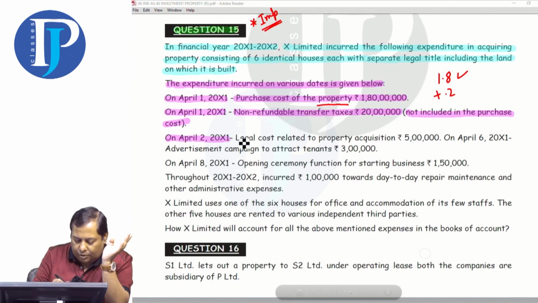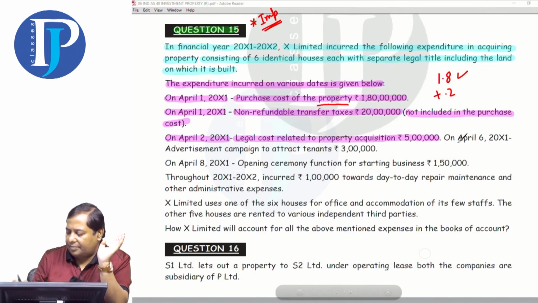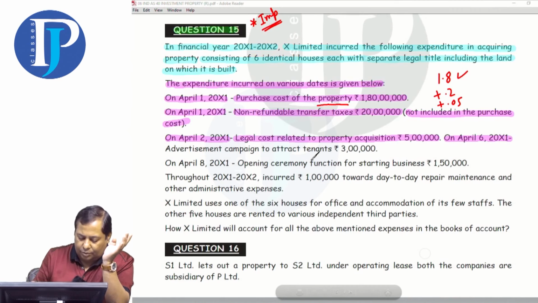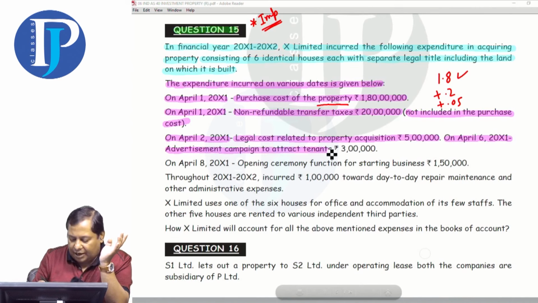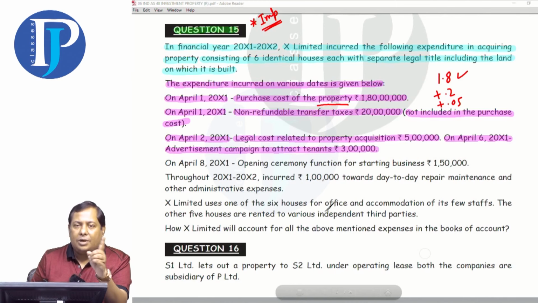On the 2nd of April, there are legal costs related to the property. The legal cost is 5 lakh rupees. So I added another 5 lakh rupees. On the 6th of April, X1, X2, they launched an advertising campaign which is likely to attract tenants. If you advertise to let out the property, that expense will be recorded in the P&L. It will not come in cost.